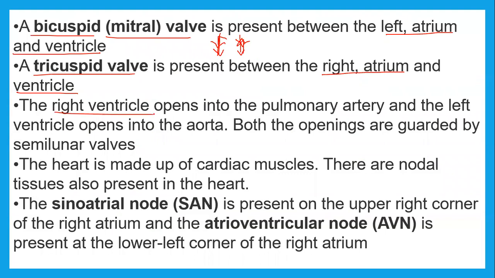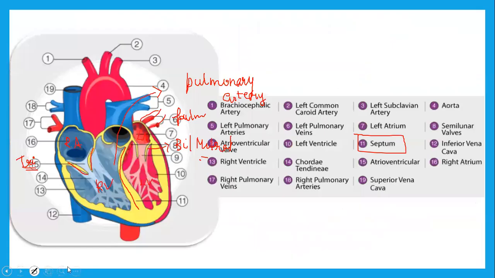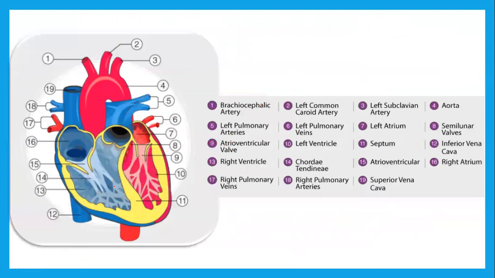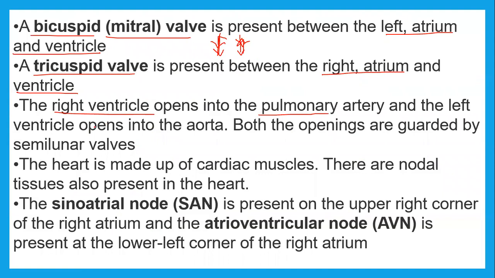Next, the right ventricle opens into the pulmonary artery. We already saw that the right ventricle opens into the pulmonary artery, and the left ventricle opens into the aorta. Very important. Both of them are guarded by the semilunar valve.